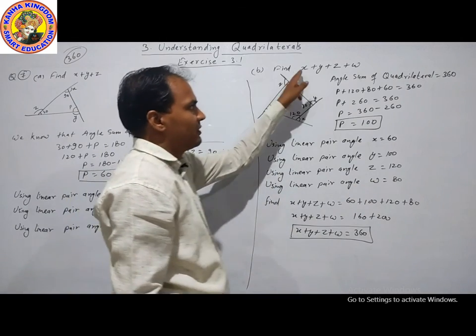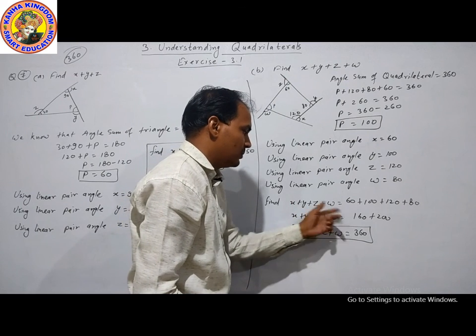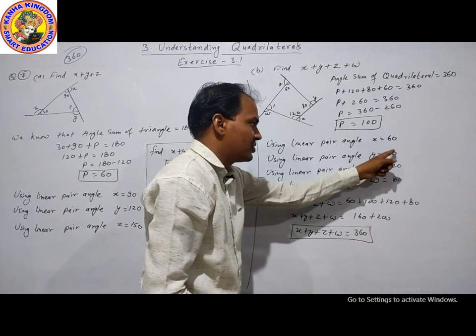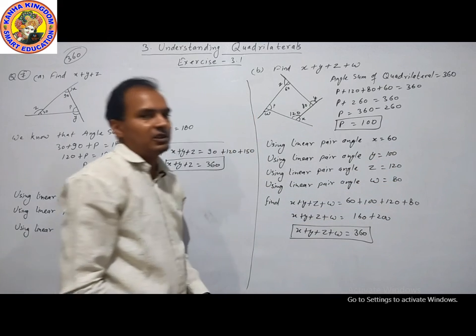Now the question is find X plus Y plus Z plus W. The value of X is 60, Y is 100, Z is 120, W is 80. By adding these, we get 360.